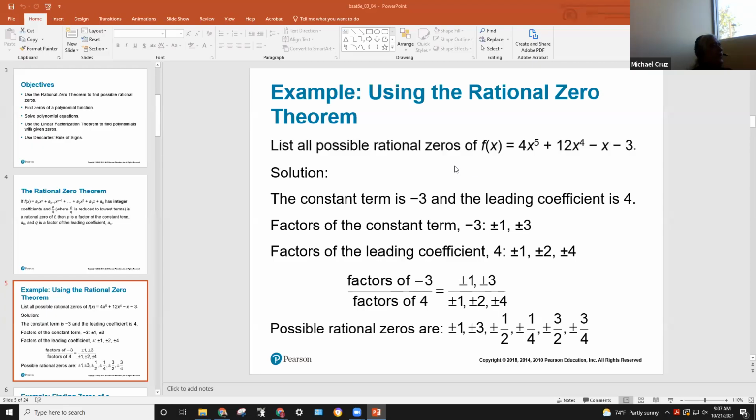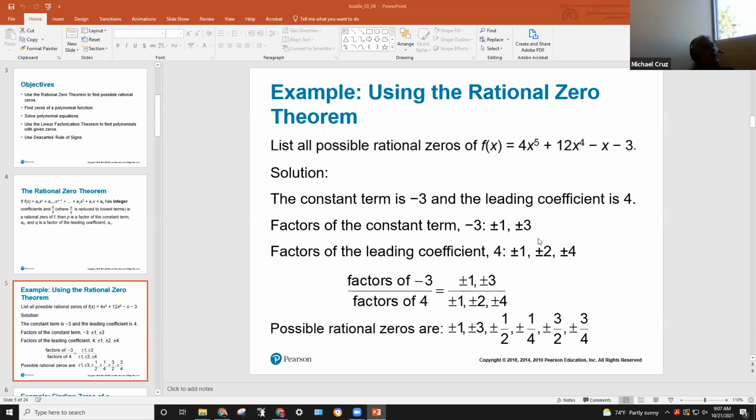So on this one right here, if we want to find out possible solutions or possible zeros, we're going to take this negative 3. That's the constant term. And then the coefficient of the leading variable term right there. And we're going to look at the factors of each one of those, okay?